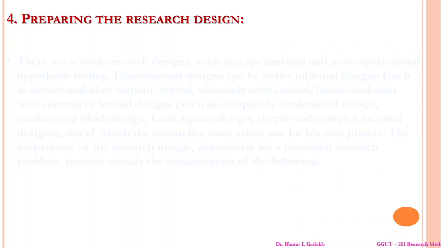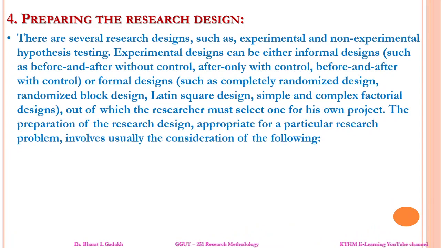Now, in preparing the research design, there are several research designs such as experimental and non-experimental hypothesis testing. Experimental designs can be either informal designs, such as before-and-after without control, after-only with control, before-and-after with control, or formal designs such as completely randomized design, randomized block design, Latin square design, and simple and complex factorial designs. Out of these, the researcher must select one for each project.